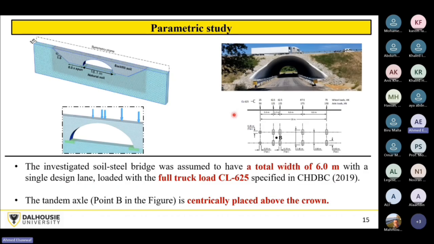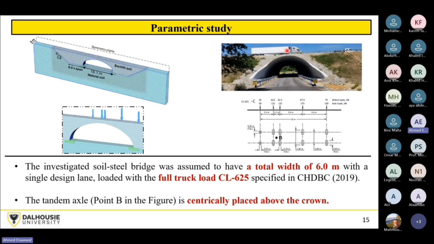So in the parametric study, we have expanded the span to 18.1 meters, and actually in my research, I have investigated a span of 25.5 and a span of 32.4. But here I'm presenting the span of 18.1 meters only. We have done the construction process as I have shown you.